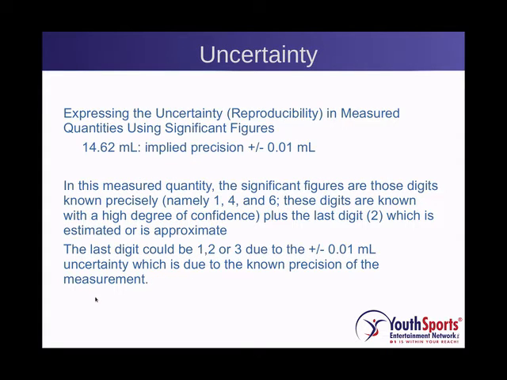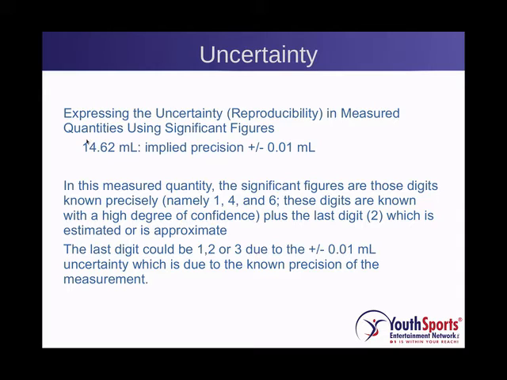Now we'll talk about uncertainty. Uncertainty is when we are doing a measurement, we are not sure of all of the digits. For example, we have a measurement of 14.62 milliliters, and the instrument tells us that the precision is plus minus 0.01 milliliters. What this tells us is that when we get a measurement of 14.62, we can be sure of the 14 and the 6, but the last digit can be plus minus 0.01, so it can be either 2 plus 1 or 2 minus 1.